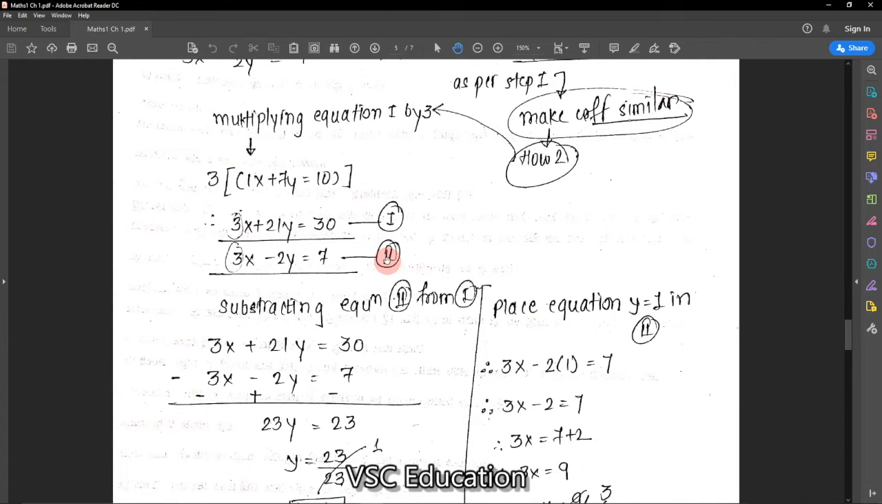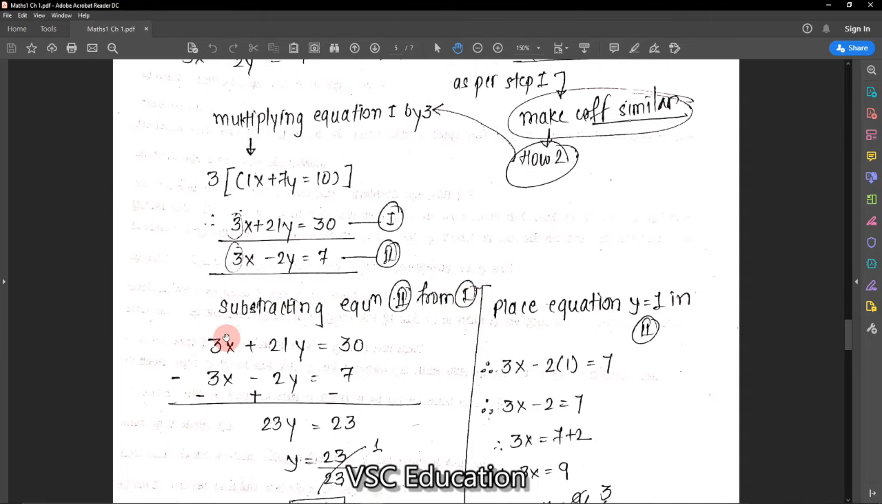Now the second equation is 3x minus 2y is equal to 7. Now the coefficients of x are the same. Now what we do is remind the sign. Here both are plus, plus. That is the same sign. If the signs are the same, what do we do? Subtract. So, subtracting equation 2 from 1.